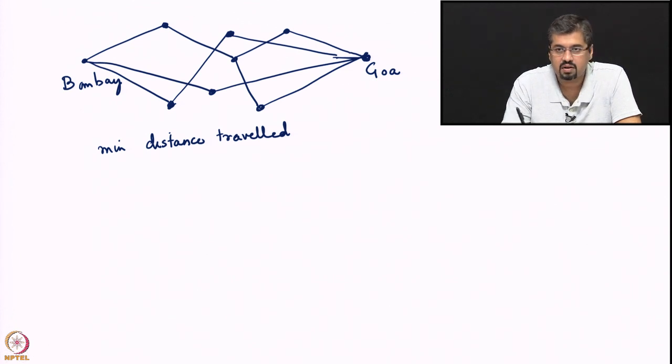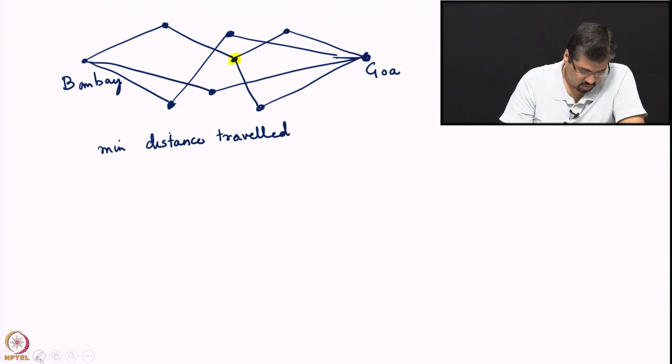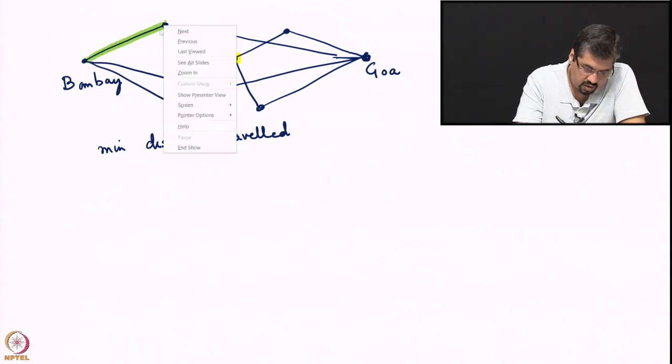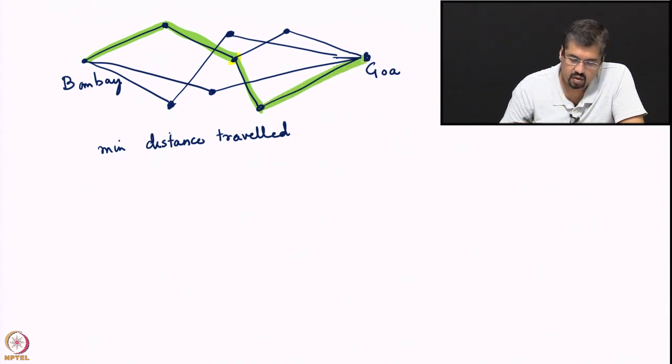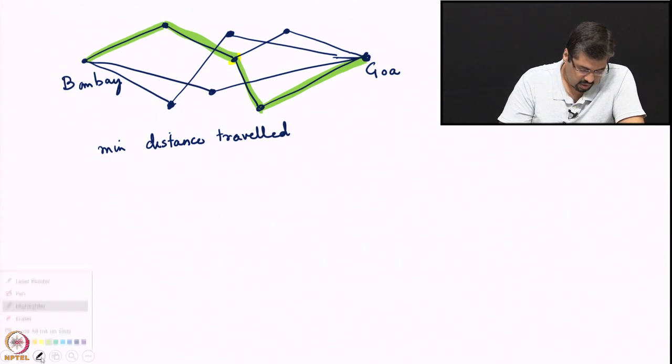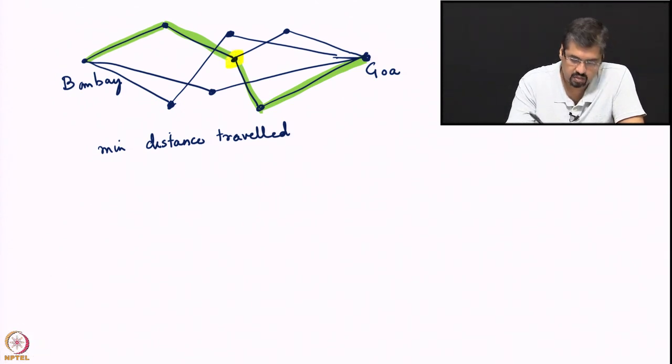The observation is as follows. Suppose I found the shortest path that went from Bombay to Goa based on some cost criterion, either its distance or time or whatever. So, suppose that shortest path passed through this highlighted node here. This yellow highlighted node is the one through which this shortest path passed. So, the actual shortest path is this green path here. It is from here to here, then you go from here to here, okay, and I am assuming this is going to be my shortest path. It passes through this yellow node in between.